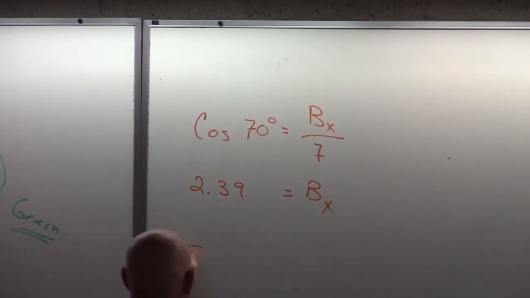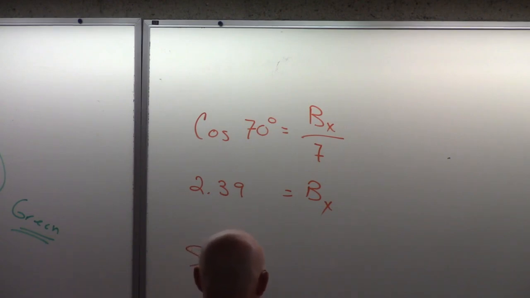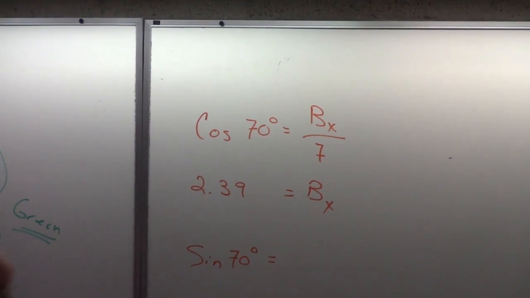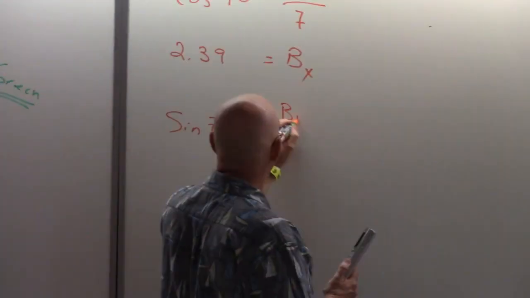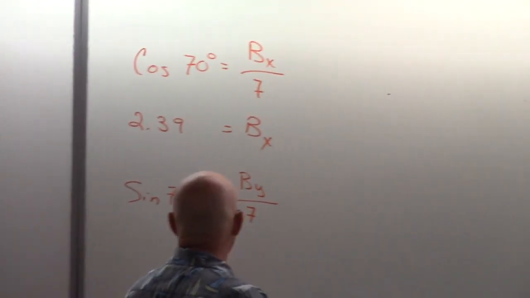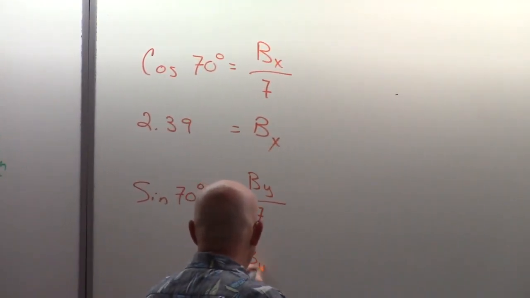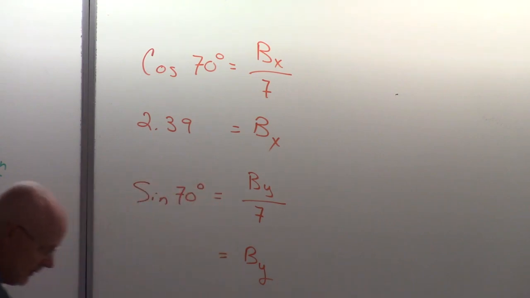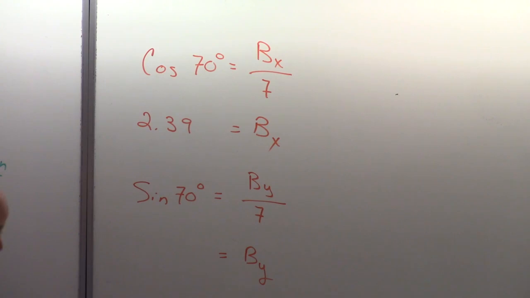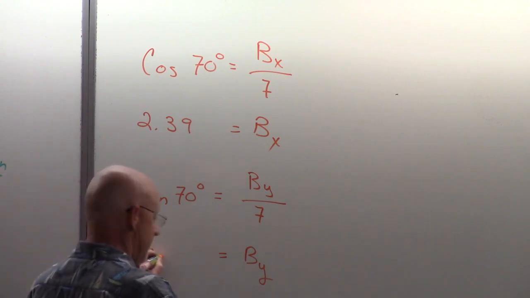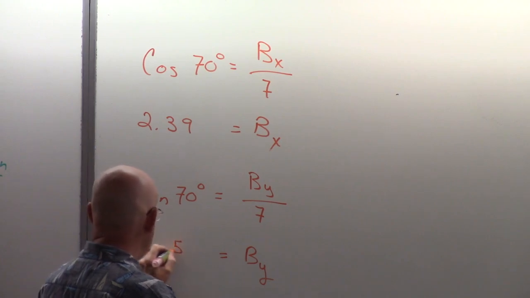If I do the sine of 70, all right, so coming back over here to this little picture, sine of 70 is the opposite, so that's BY over the 7, which means BY is, and then so I'll go sine of 70, and then multiply by 7, and that would be 6.58.